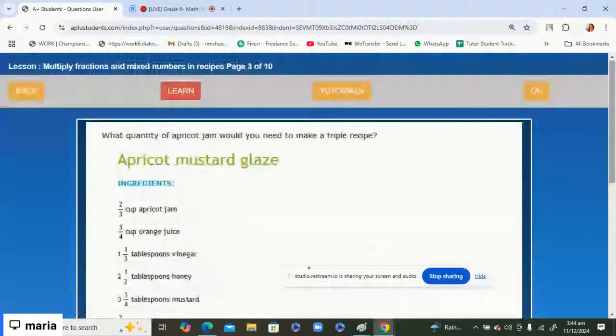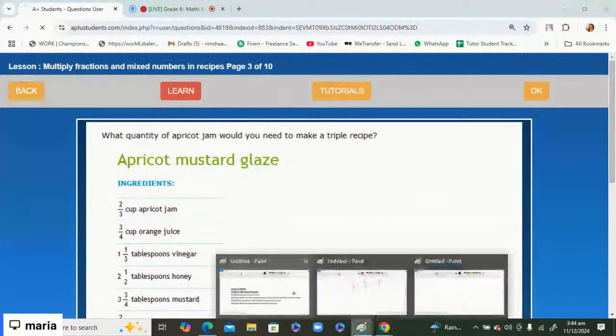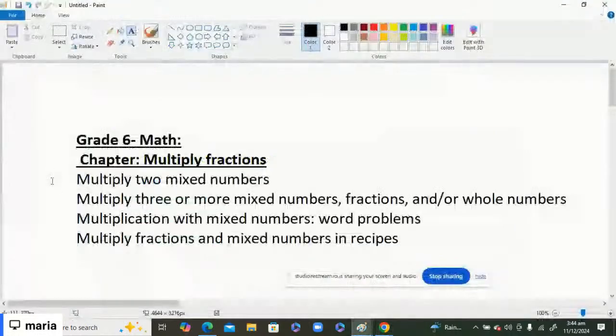Hope you guys understand this lesson as well. So today we discussed the 4 lessons. The chapter today we discussed, that is multiply the fraction, and these are the 4 lessons. Multiply 2 mixed numbers, multiply 3 or more mixed numbers, fraction, add or whole numbers, multiply with mixed numbers word problem, multiply fraction and mixed number in recipes.